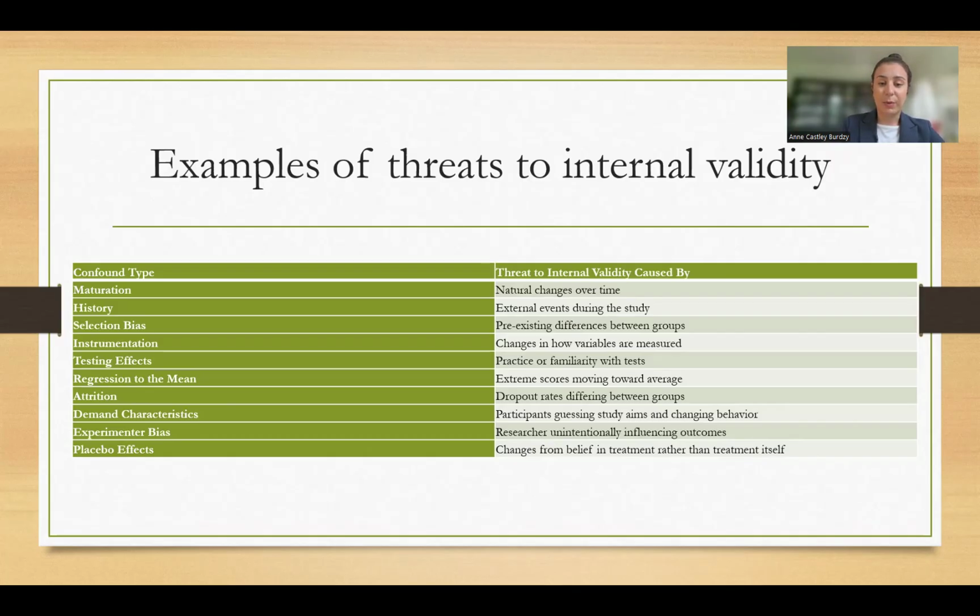And finally, placebo effects. This is obviously a very commonly known threat to internal validity, where just thinking that you got some sort of treatment changes your behavior, changes your outlook, and impacts your outcomes. So that is another reason to do a double-blind study. This way, subjects are not aware of what they are receiving, thus avoiding any issues with placebo effects.